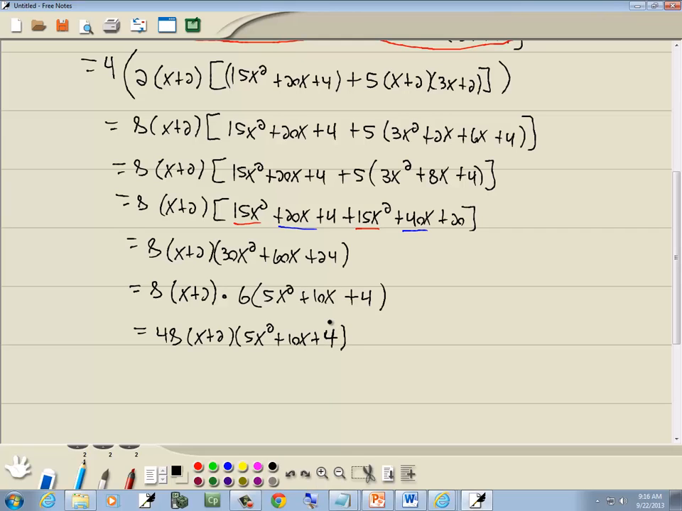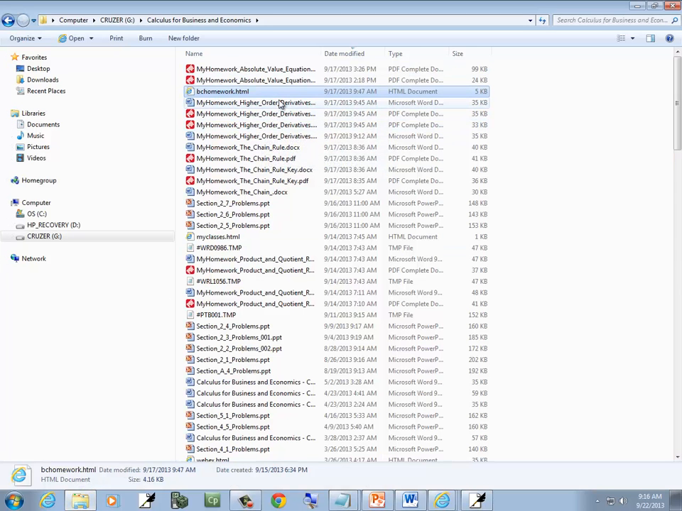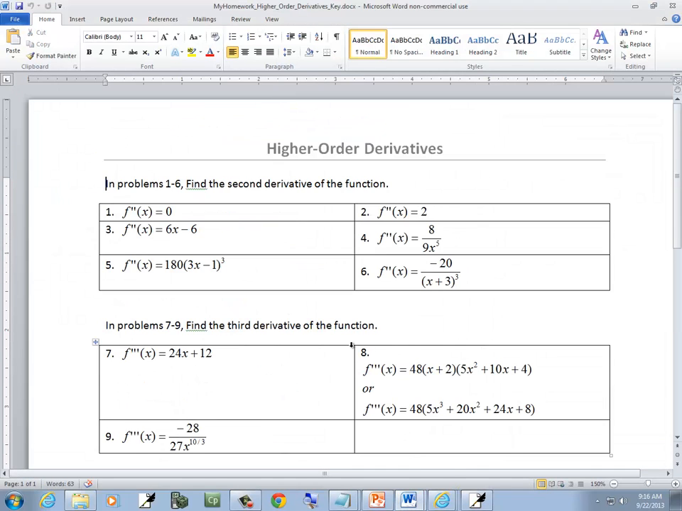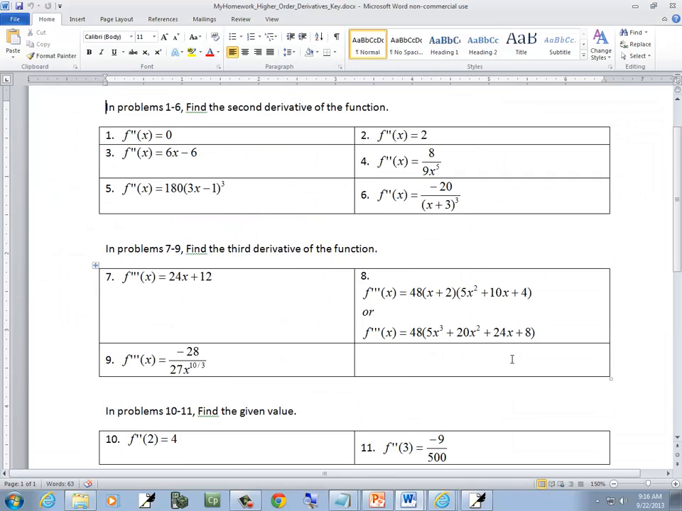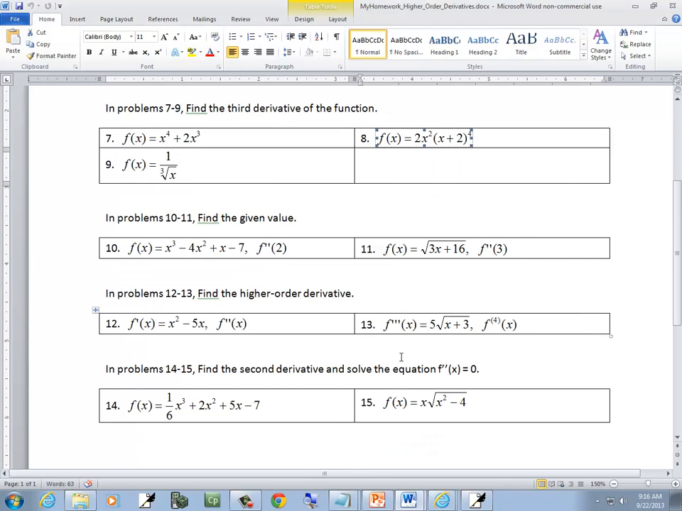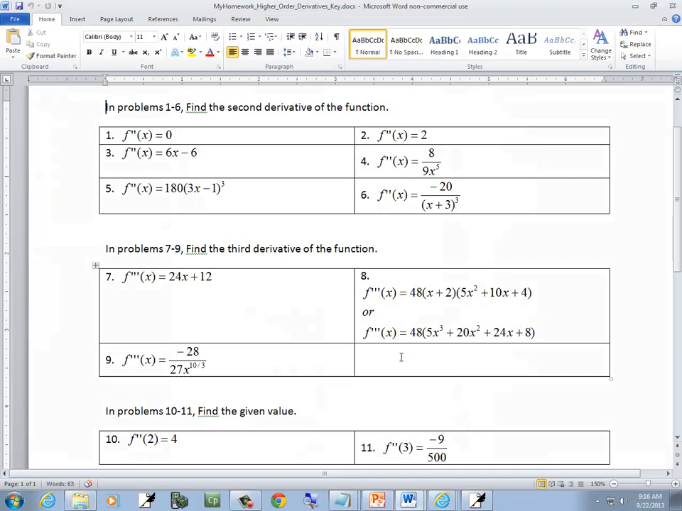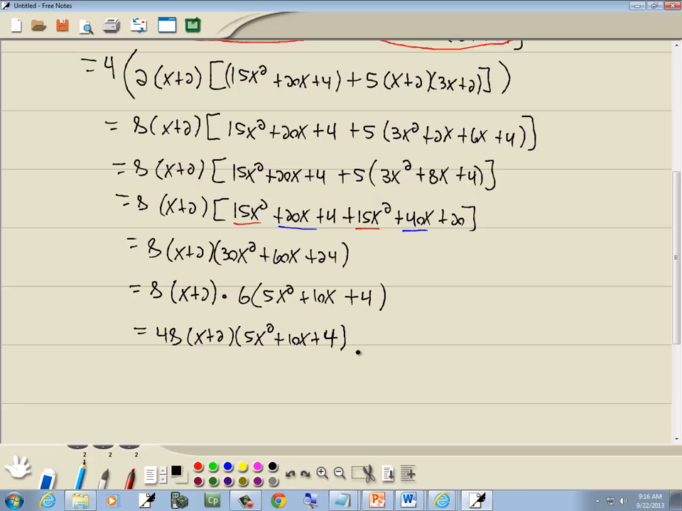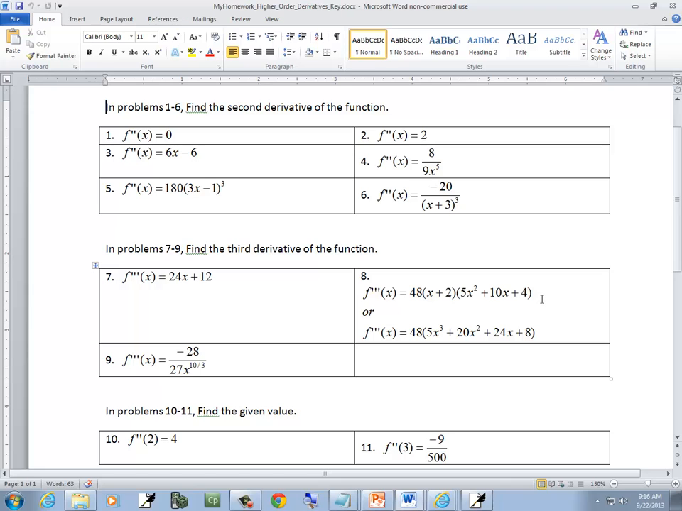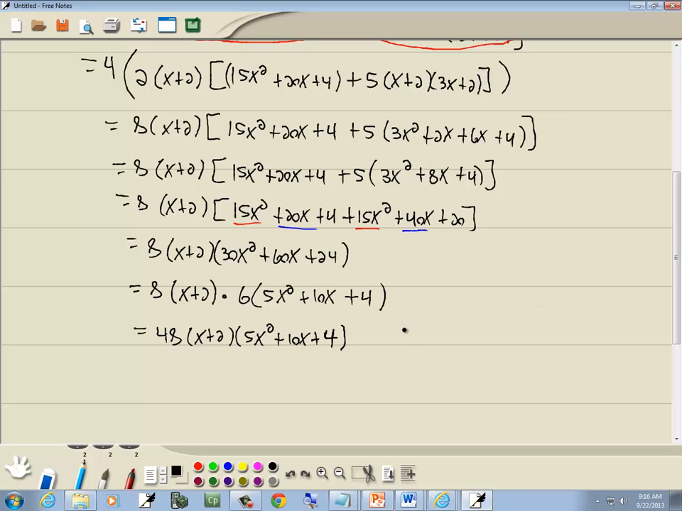Okay, and now's the time to see if there's any kind of gnashing of teeth. I'm going to check it against the key. This one I struggled with on the key. I worked it twice just to make sure I had the correct answer. Okay, let's see here. Well, if I can find where. There it is. 48 times x plus 2 times 5x squared plus 10x plus 4. Okay, that looks good. So that's our answer.